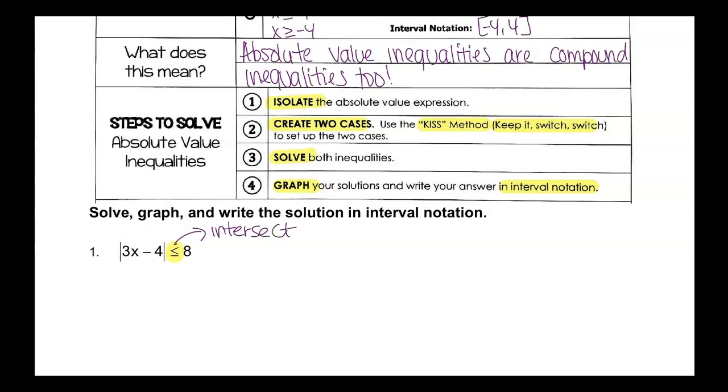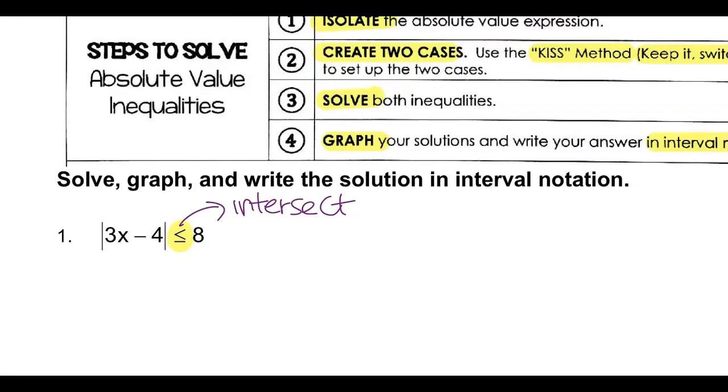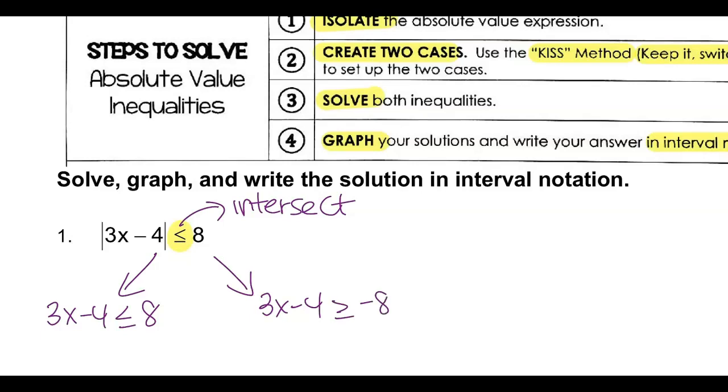So after you isolate, you can identify, is this going to be an intersection or a union? That also will help you check to see if you answered this correctly. We're now going to create two cases using the KISS method. Keep it, switch, switch. This is what I mean. We're going to keep the first one exactly the same. We're just removing the absolute value. And then for the second one, you have to keep the absolute value, whatever's inside, you have to keep that the same for sure. But the SS in KISS comes from switch the inequality symbol and switch the sign on your number.